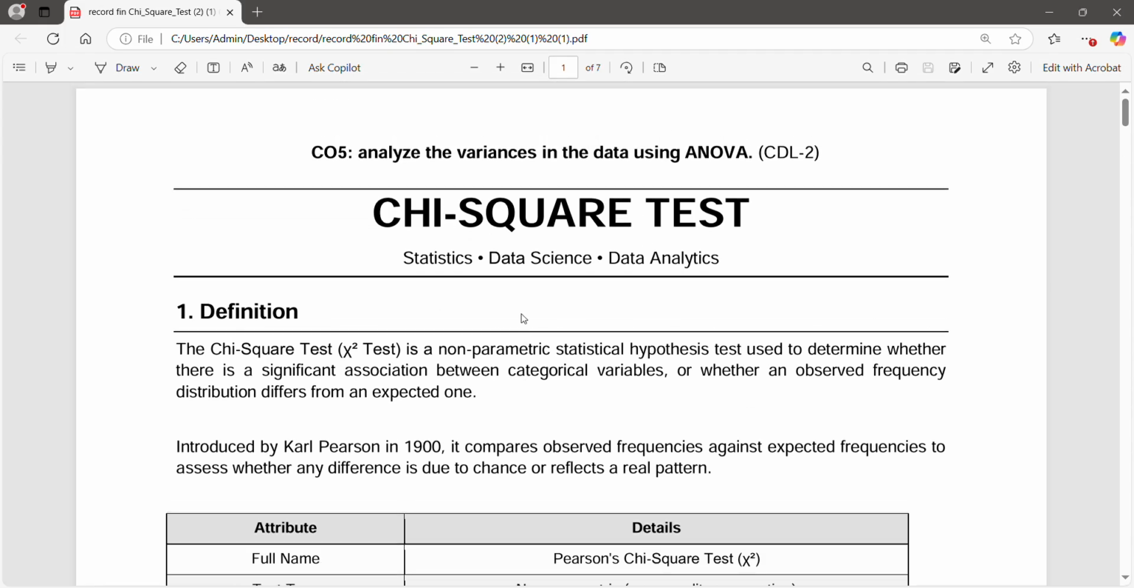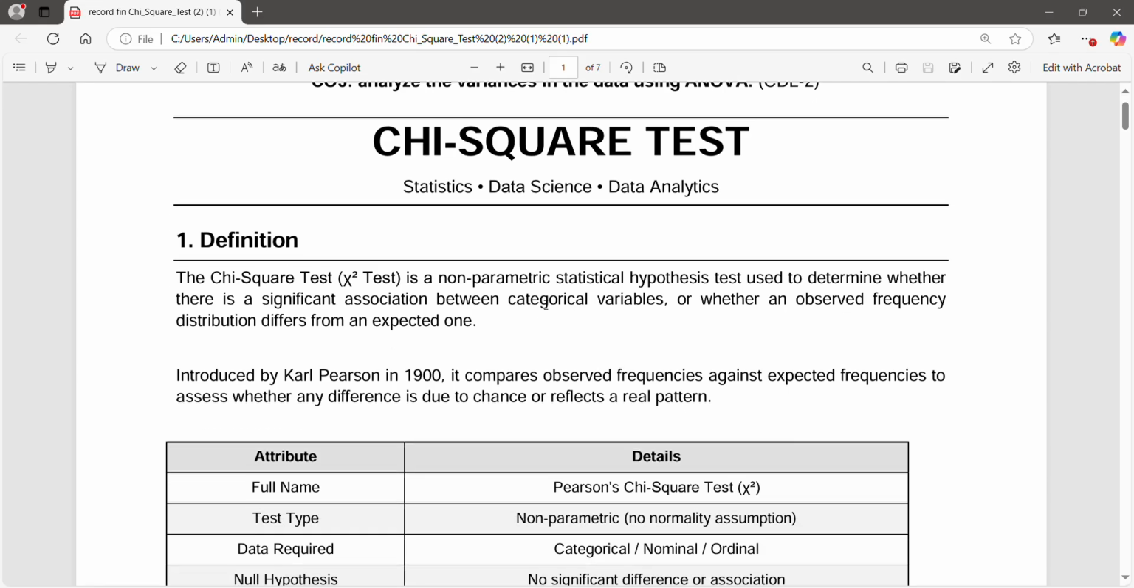Today we are going to discuss CO5 from the Data Science and Analytics course. That is, analyzing the variances in the data using ANOVA. The level is CDL 2. First topic is chi-square test.